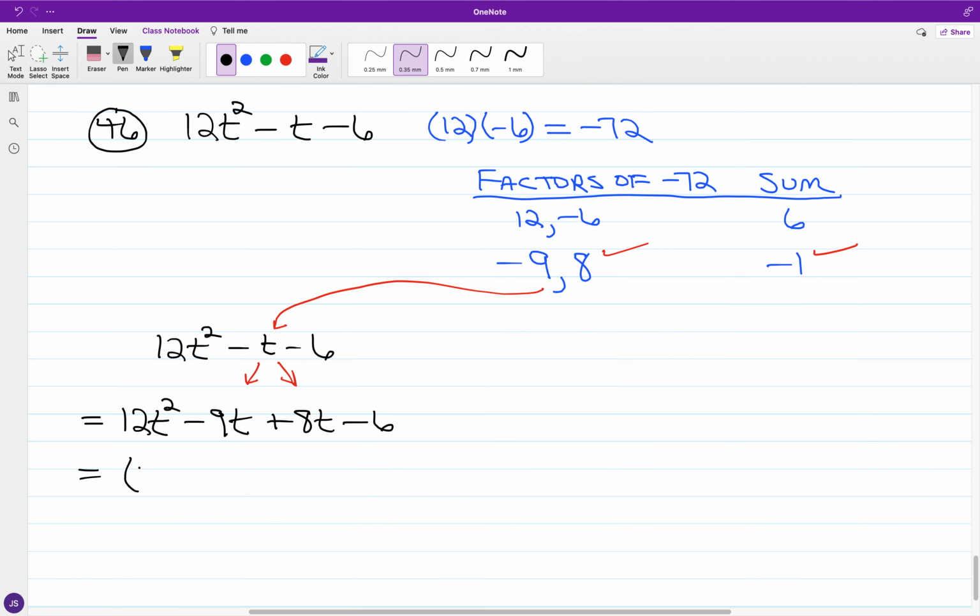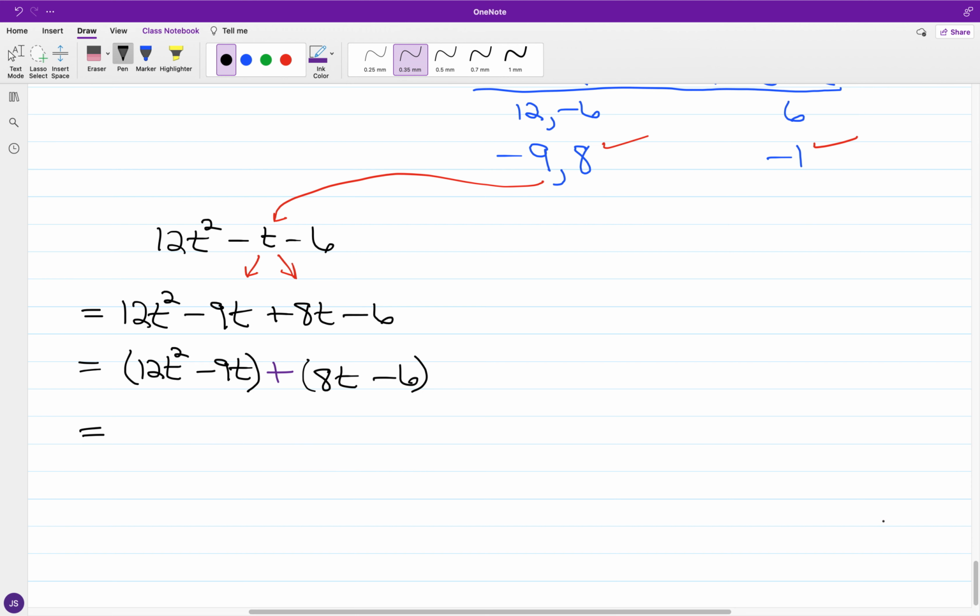And crossing over to grouping, okay, I have 12t squared minus 9t, and again the central operation is addition. Now I'm going to go ahead and put in parentheses 8t minus 6. And for 12t squared minus 9t, I can factor out the greatest common factor. In this case, we have t, and also the highest number that will go into 12 and negative 9, that is going to be 3. So the greatest common factor will be 3t, and into 12t squared minus 9t we have 4t minus 3.